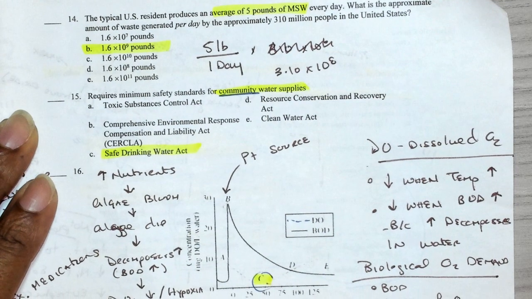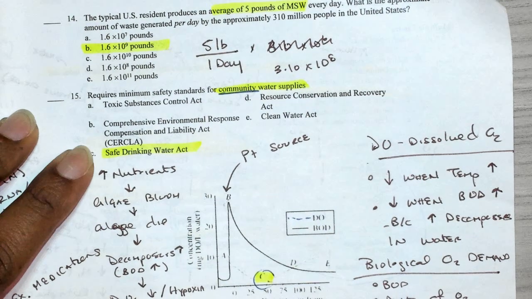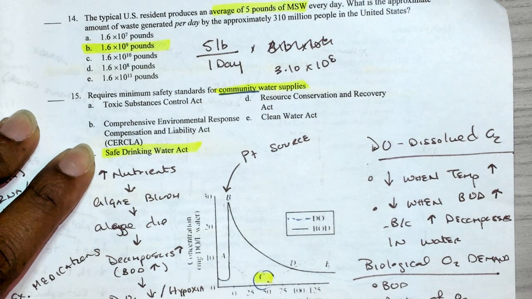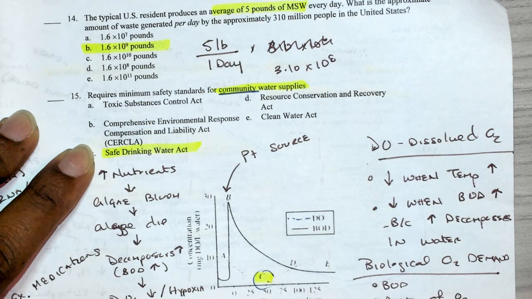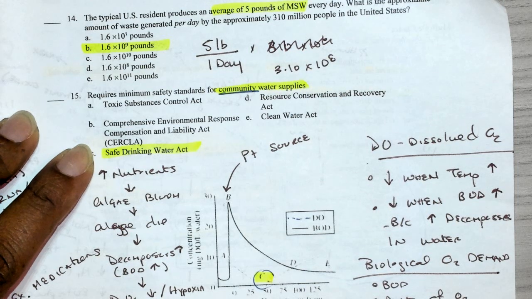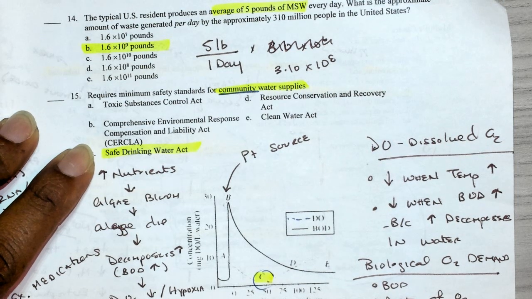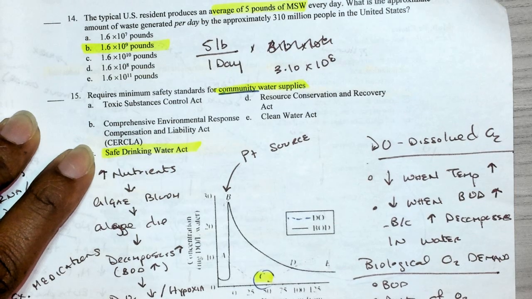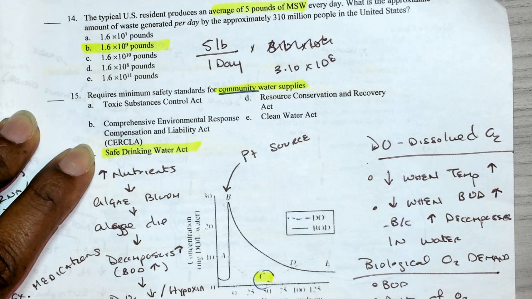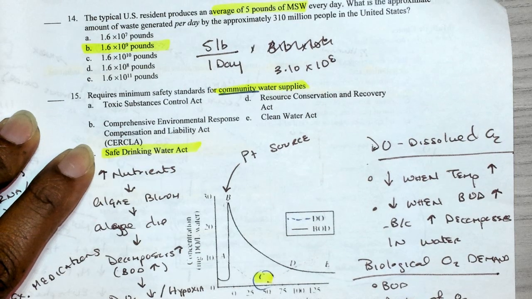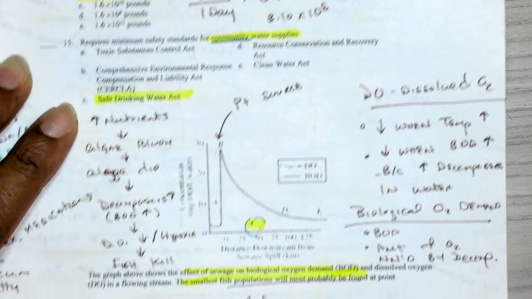Number 15, Community Water Supplies. Again, Safe Drinking Water Act, not Clean Water Act. Clean Water Act has to do with oceans, rivers, things like that. It's not things that are going to necessarily go into your body immediately or directly. Okay, but your water that comes out of your sink, any pool water, any fountain water, those are your Safe Drinking Water Act.